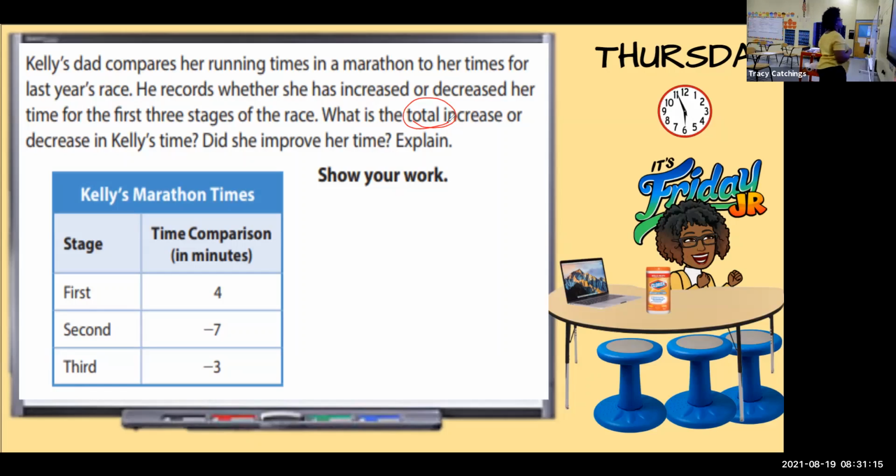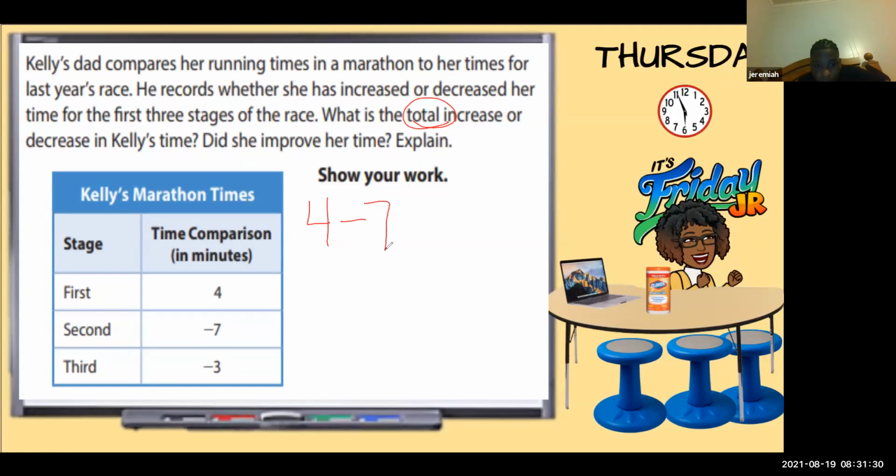All right. What was the value at her first stage? 4. All right, so 4 in the front. What happened at the second stage? -7. So I'm going to put just that, -7. What happened at the third stage? -3. So we just write it as -3.